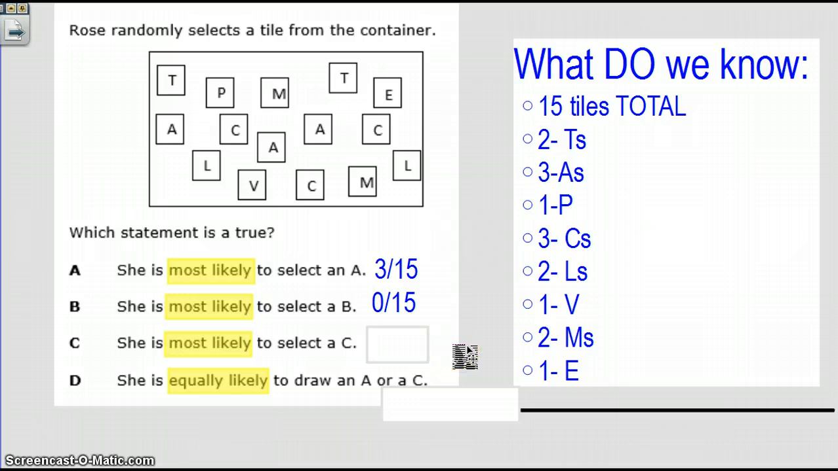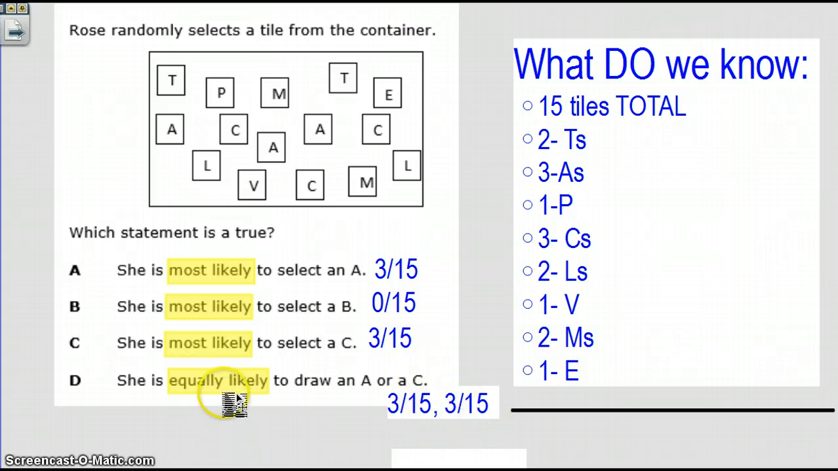Let's see for C's. Well, there are 3 C's. Now let's look. Can the C's be most likely if there are also 3 A's? No. It can't be the most if there's 2 that are the same. So then let's look at D. She is equally likely to get an A or a C. Well, there are 3 out of 15 A's and 3 out of 15 C's? Yes, it is equally likely to get an A or a C. So the correct answer for this one was D. Hopefully you got it right.